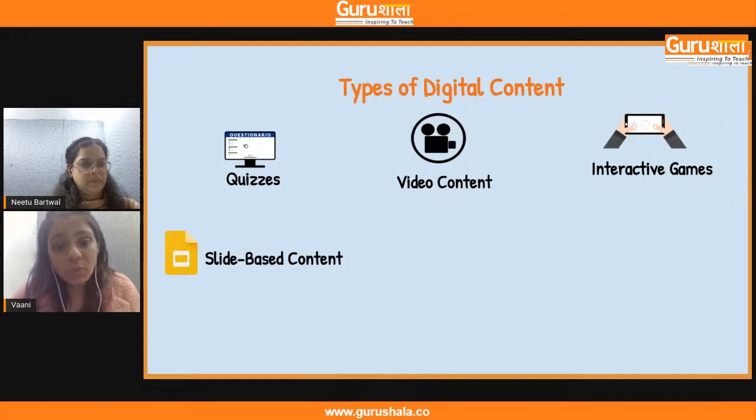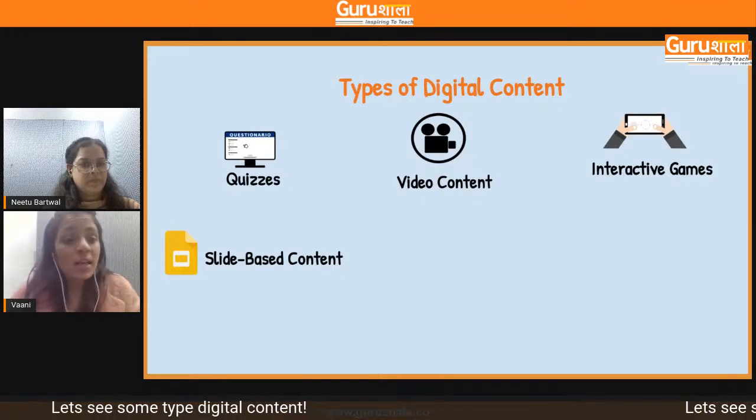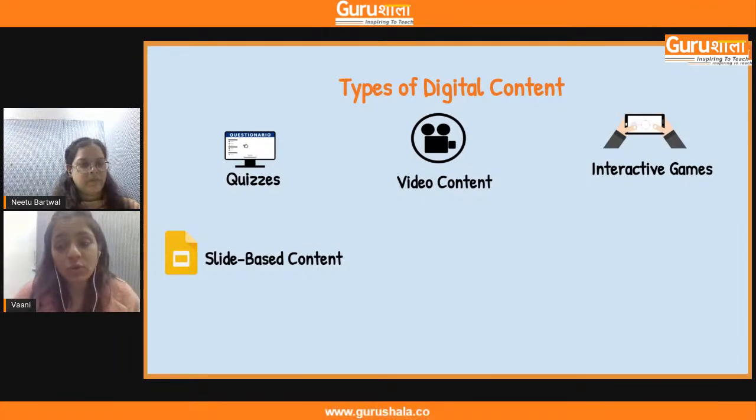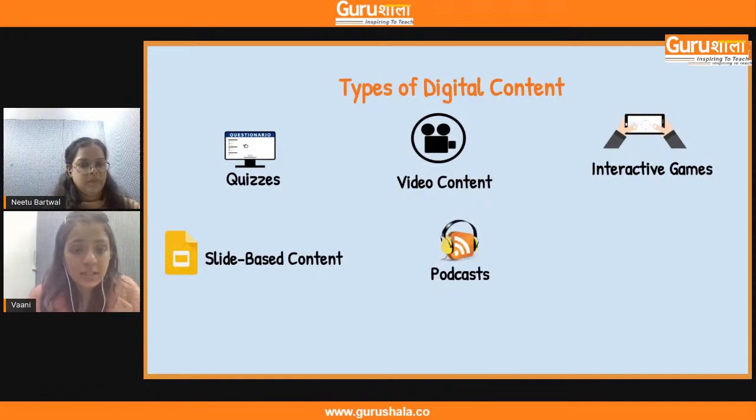In the same way, to be able to explain concepts easily, video content can be used, interactive games can be used, and slide-based content can be used. One thing that you will see in common in all three of these types of digital content is that they are very visually appealing. This is something teachers must have noticed in all their students: students get attracted towards things that are visually appealing, which can be kept in mind when talking about types of digital content. The next type of digital content is simulations and podcasts.